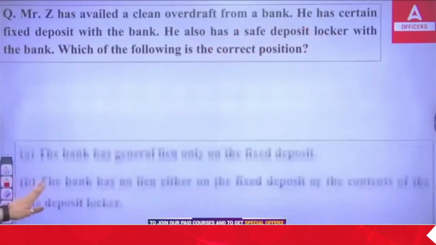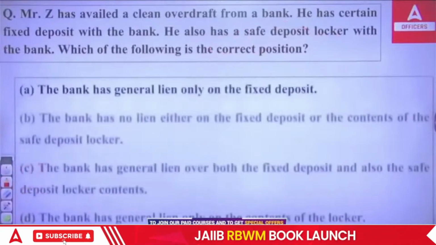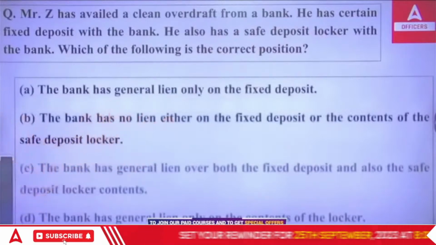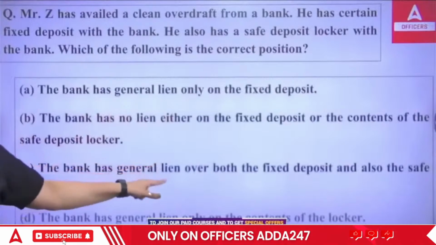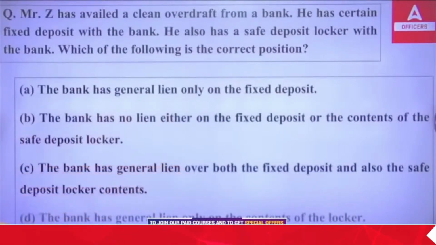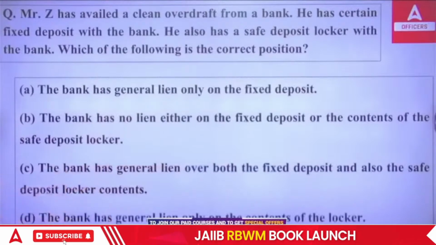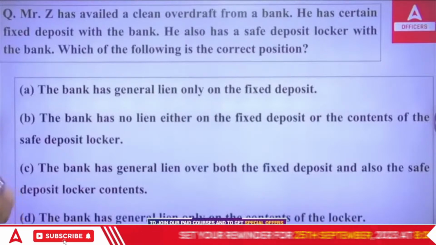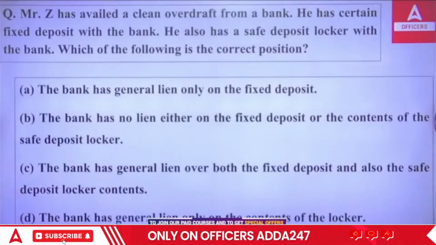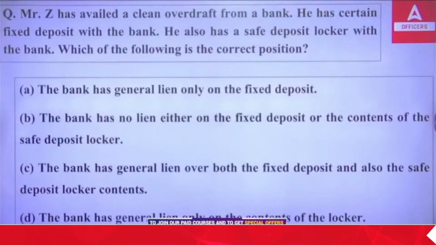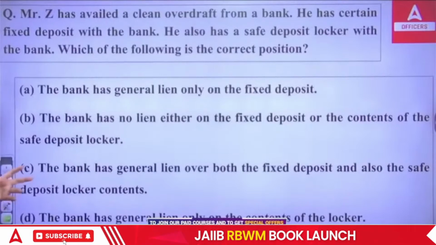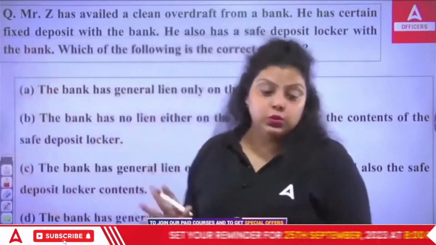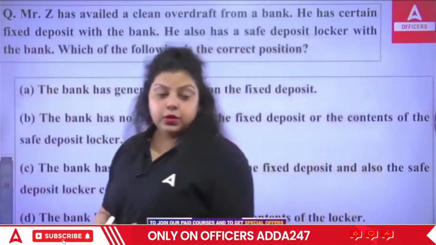The first option: the bank has general lien only on the fixed deposit. The bank has no lien either on the fixed deposit or the contents of the safe deposit locker. The bank has general lien over both the fixed deposit and the safe deposit locker contents. The bank has general lien only on the contents of the locker. So what do you think, which of the following is correct? A, B, C or D? A lien is simply the banker's right over the collateral until the customer repays the loan to the bank. Now let me know which of the following is correct.